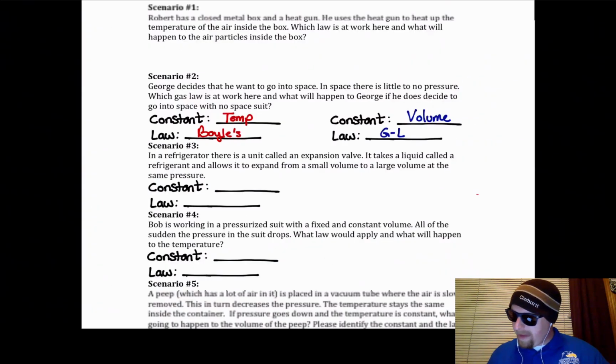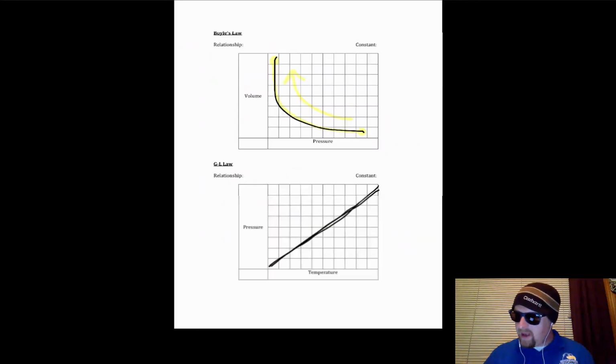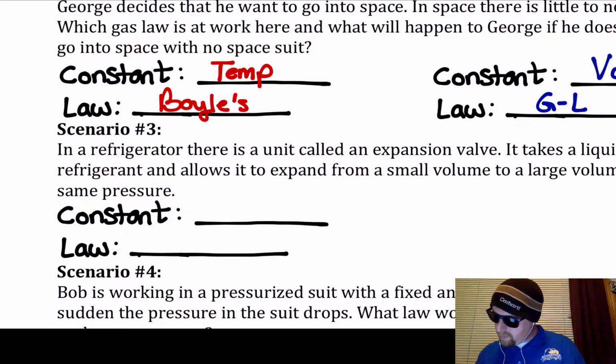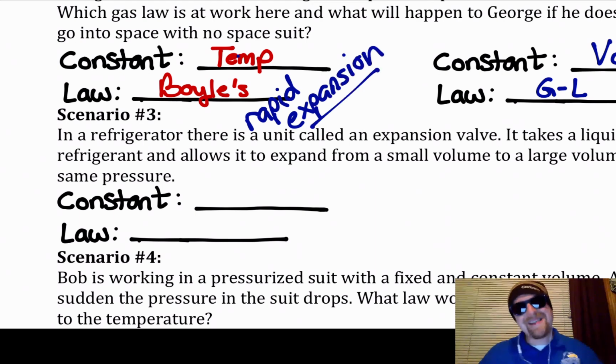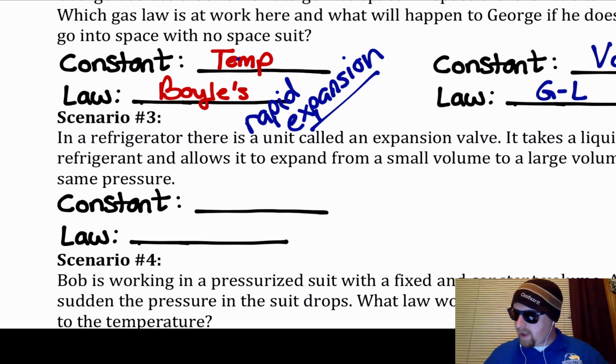Now, in Boyle's law, if you go back for just a second, if you're starting with a person that has lots of pressure and you go to outer space where there's no pressure, you start at a high pressure situation and you move to a low pressure situation. So we're moving in this direction, which means that there would be a rapid expansion of volume. Basically what a rapid expansion looks like is the person would kind of blow up. Not very good.